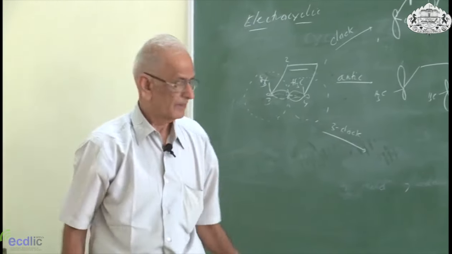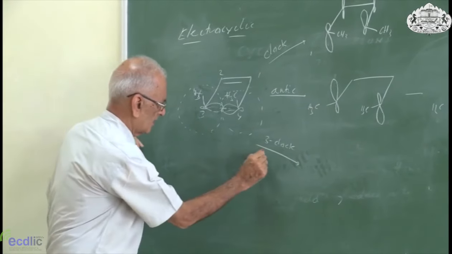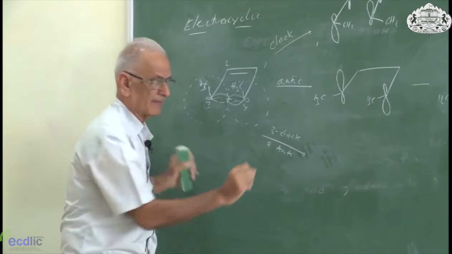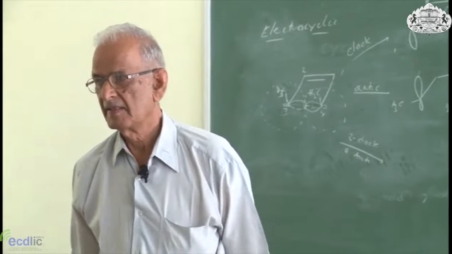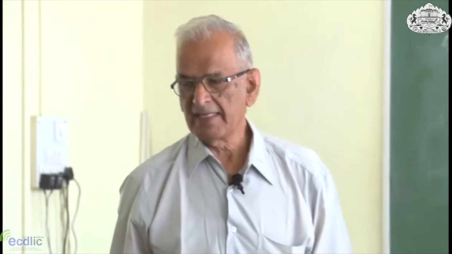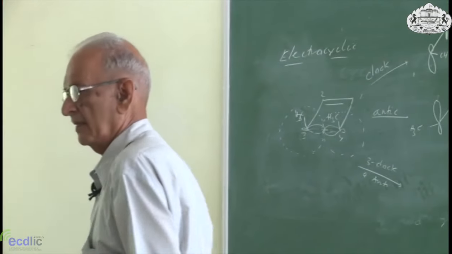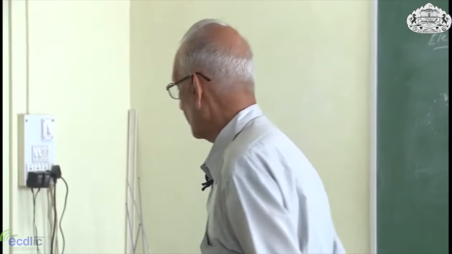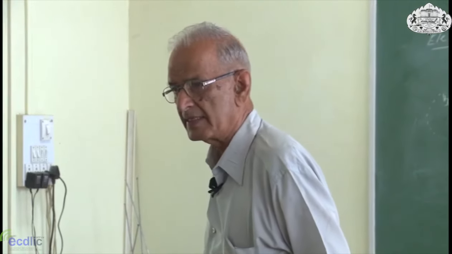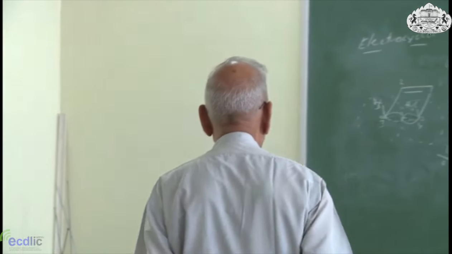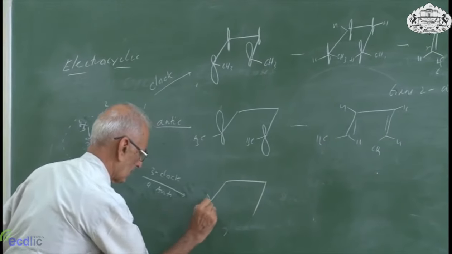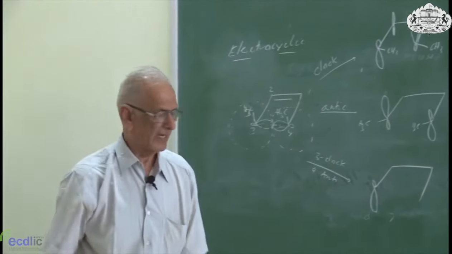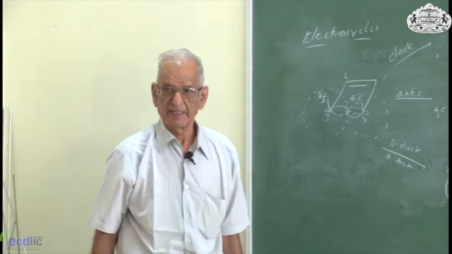Orbital number 3 is moving clockwise. Orbital number 4 is moving anti-clockwise. Where will orbital 3 go? It is at 3 position. I have to move it clockwise. I should take it to 6 position. When it goes to 6 position, where will the methyl group go? Inside.